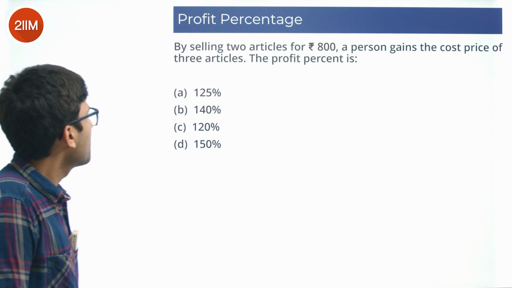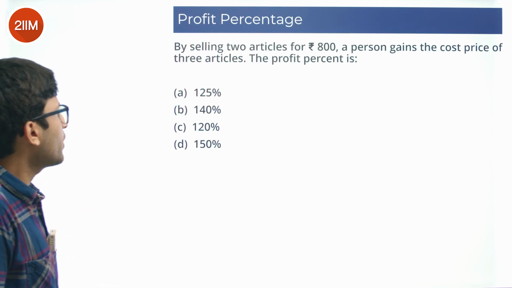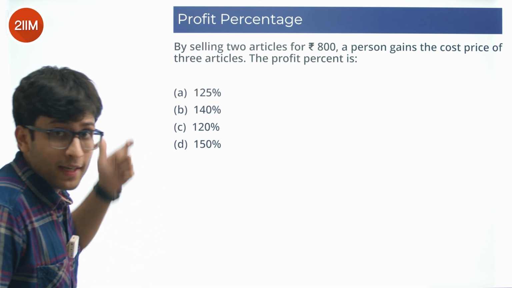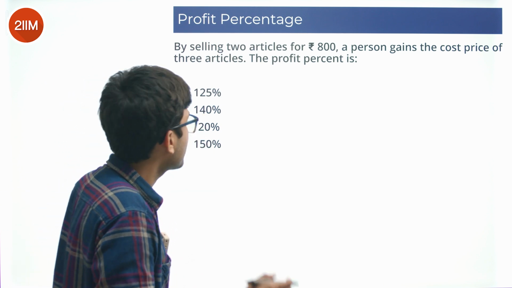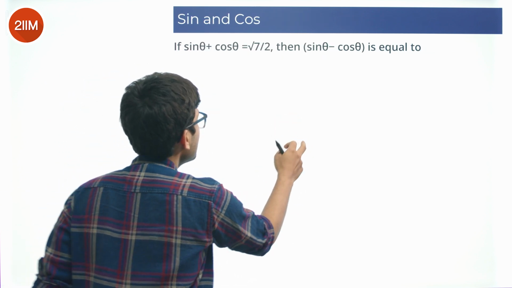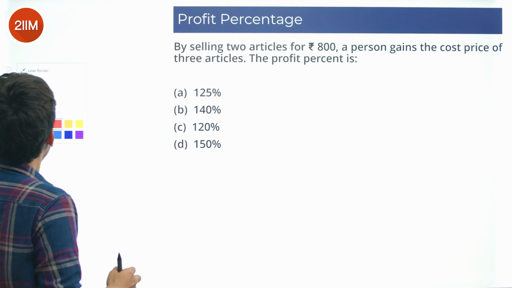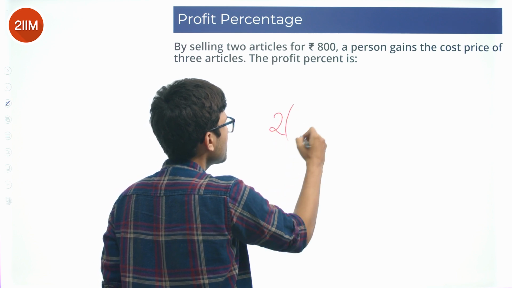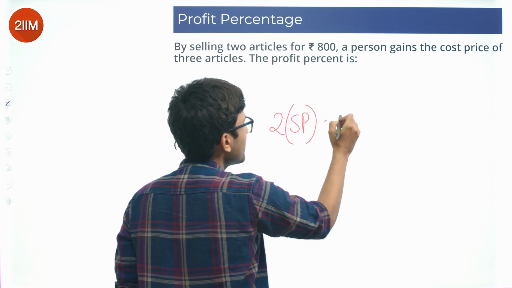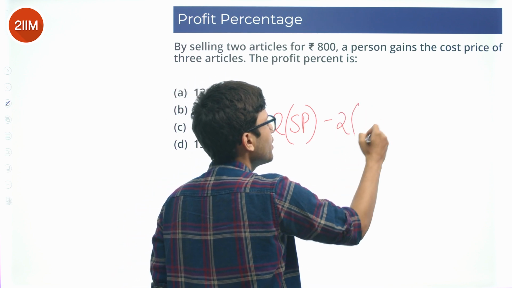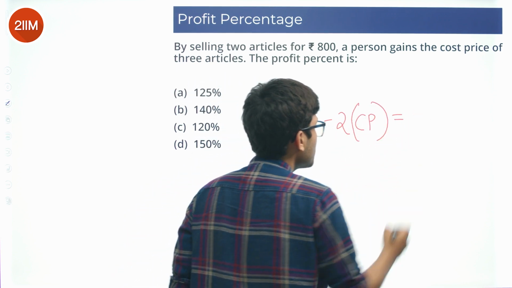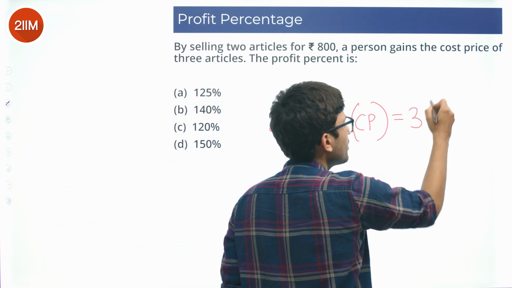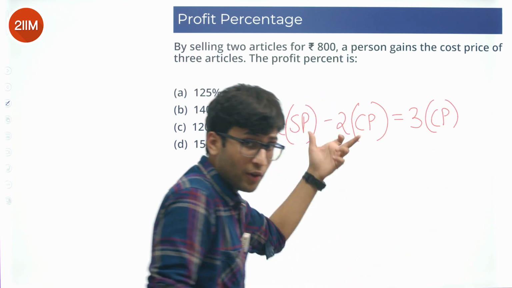Let us start profit percentage. By selling 2 articles for 800, a person gains the cost price of 3 articles. The person is gaining cost price of 3 articles. So what they are trying to tell us is, the selling price of 2 articles minus the cost price of 2 articles is gaining me the cost price of 3 articles. Okay, so this is what they were trying to tell us.